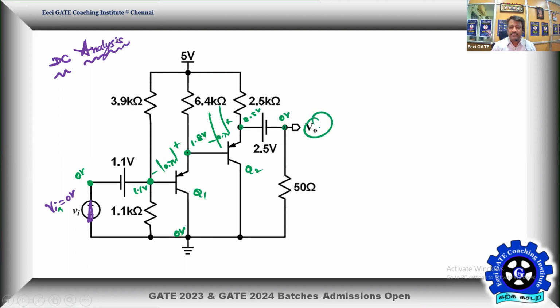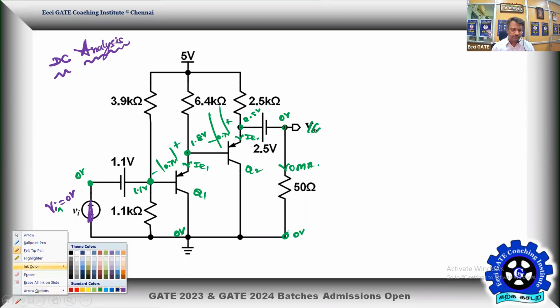That is V0 DC. As of now we are not focusing on the output voltage because it's a DC analysis. It's all about finding the Q points for the transistors Q1 and Q2. So this is 0. This is 0 means there is no current in this 50 ohm during DC analysis. 0 milliamps is going through this. Now let us find the currents existing in the emitters of Q1 and Q2, IE1 and IE2. So the problem is very easy from now.